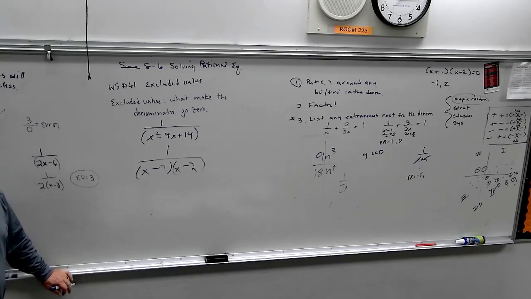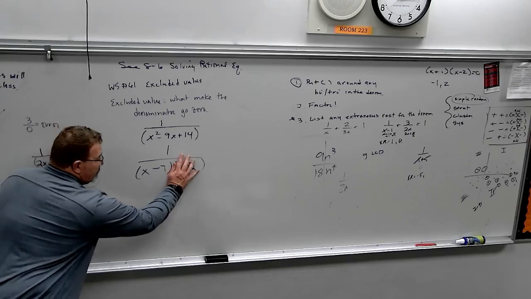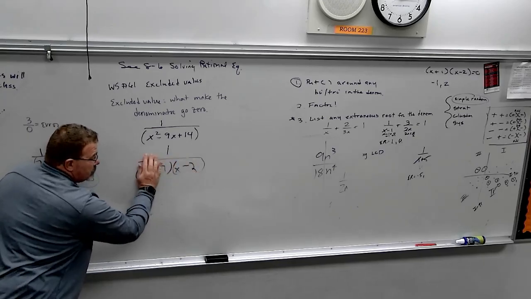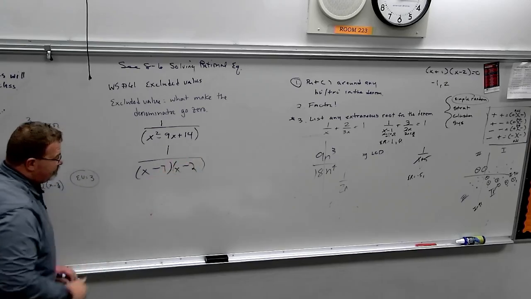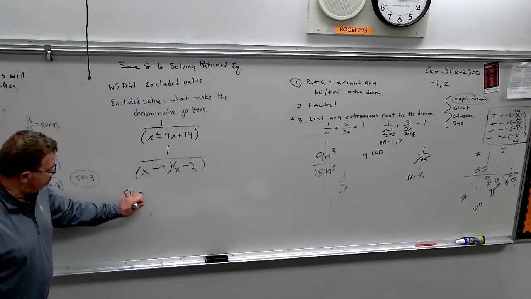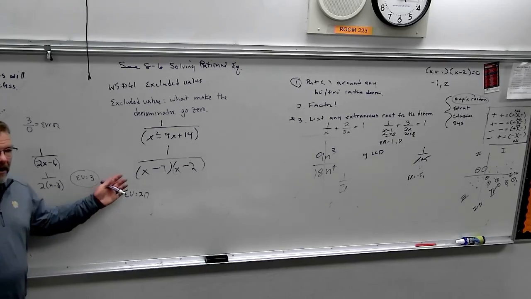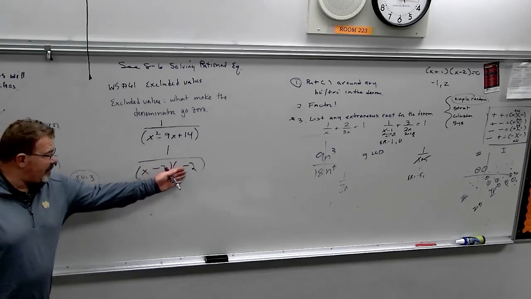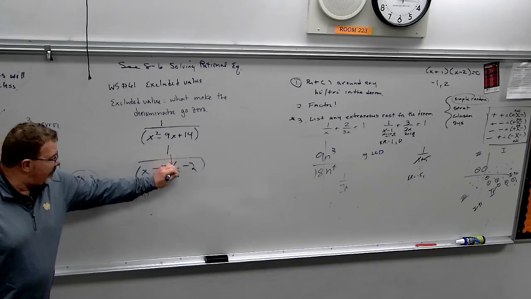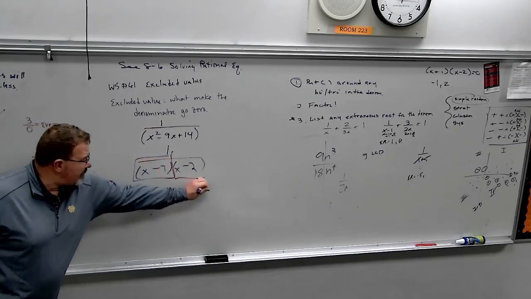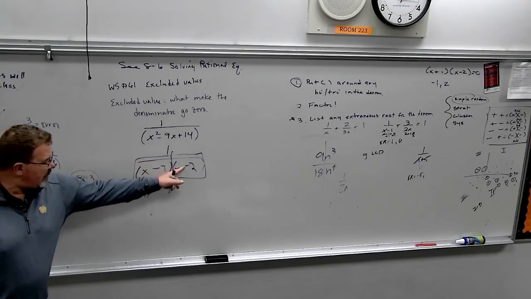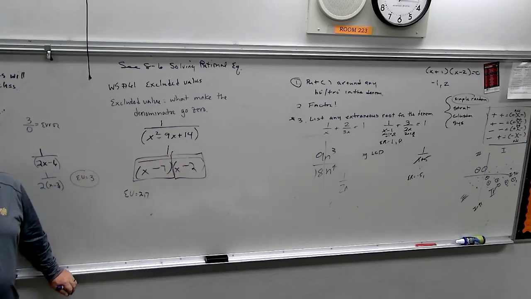There's going to be 2 of them. You have one for every parentheses. What would make that go to 0? 2 and 7. There you go. Those are your excluded values. So it's super hard. All you see I did is I factored it. I set each one, kind of think of it as this is its own problem and this is its own problem. 7 and 2. Good? Here's even easier ones now.